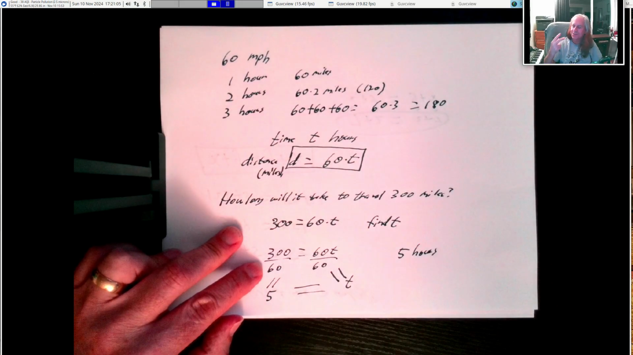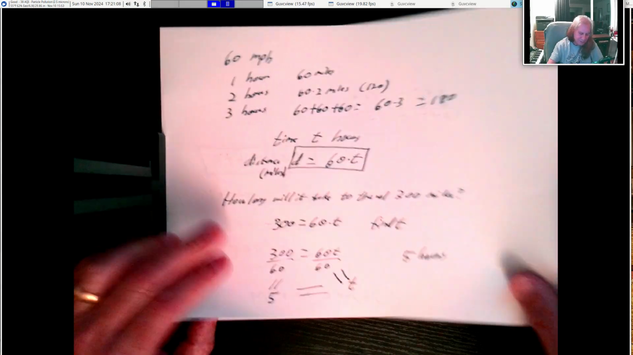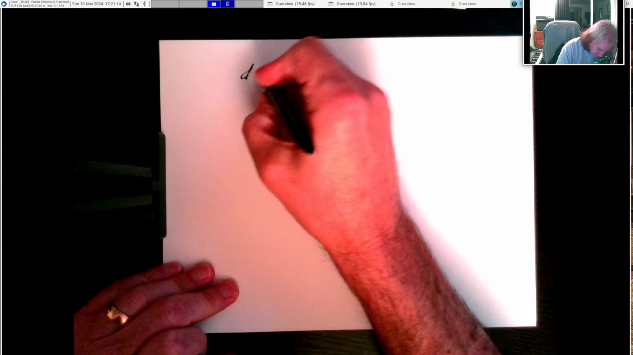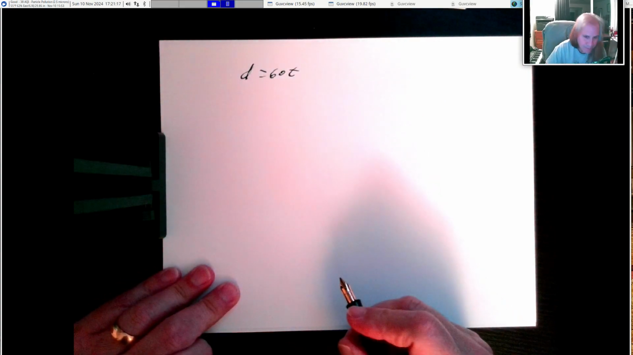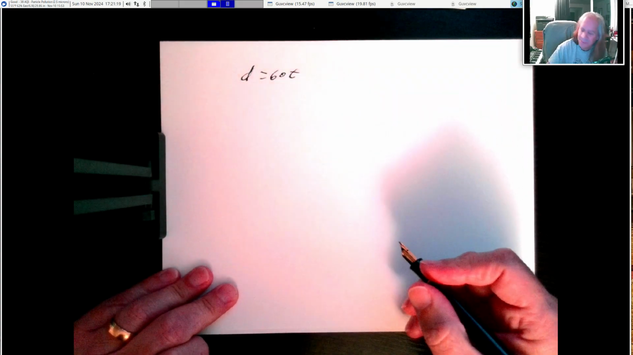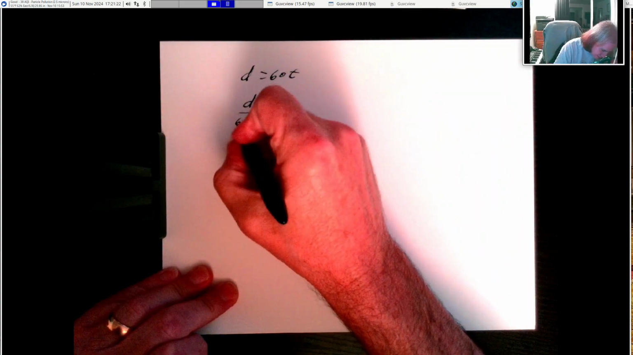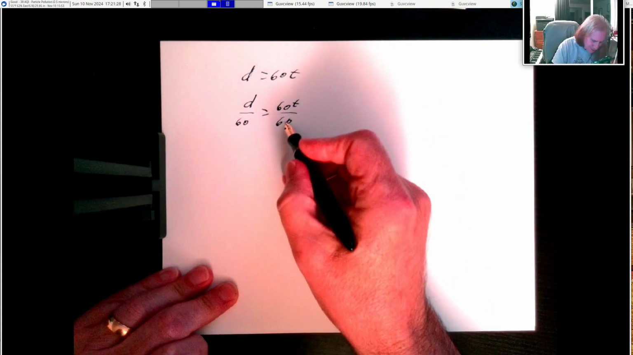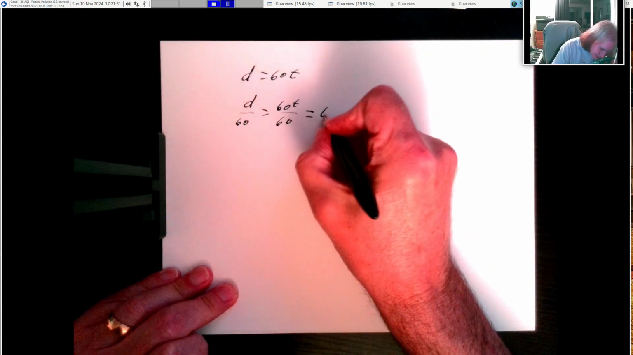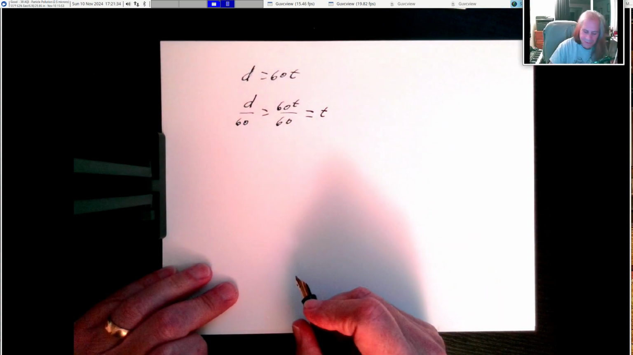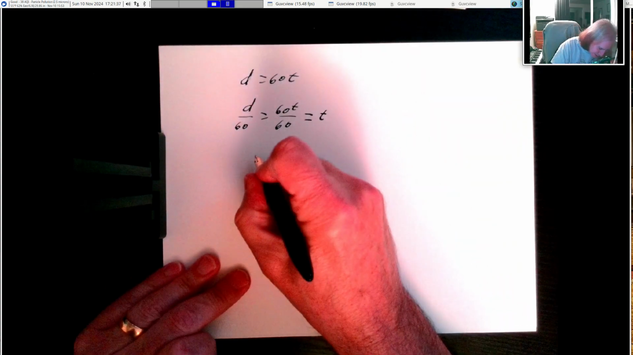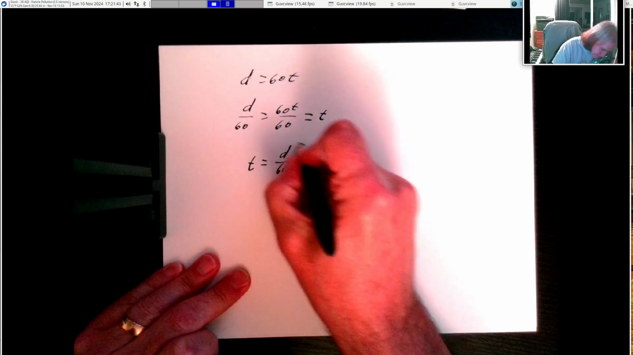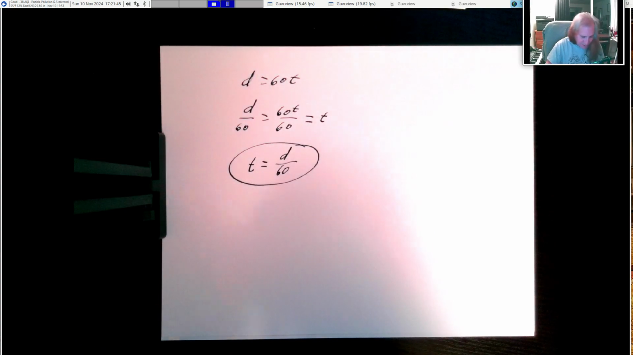But in algebra, we're trying to abstract. We're trying to find a general situation. And here's what that looks like. If d is equal to 60 times t, I'm just going to go ahead and divide both sides by 60, and I'm going to say d over 60 equals 60t over 60. We'll take t, multiply by 60, and divide by 60. That's just going to be t. So I've got a new formula, and I'm going to switch these around just to make it look a little more like what we're thinking of. And I get this formula, t equals d over 60.